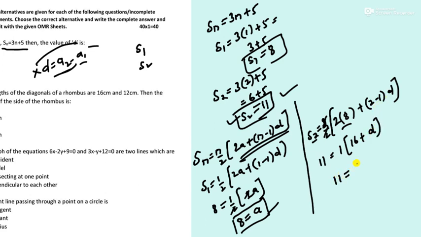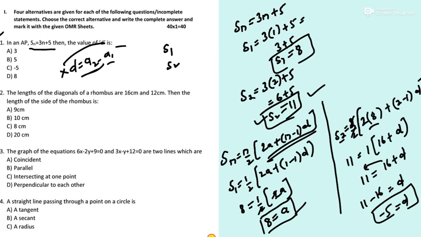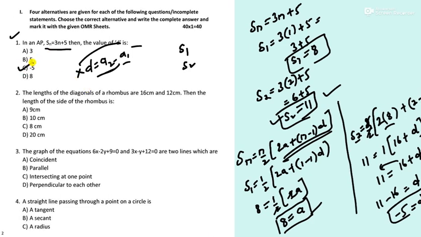So 11 is equal to 16 plus d, so d is equal to 11, bring it to LHS, minus 16, which is equal to minus 5. So the value of d is how much? It is minus 5. Okay, so this is the answer.